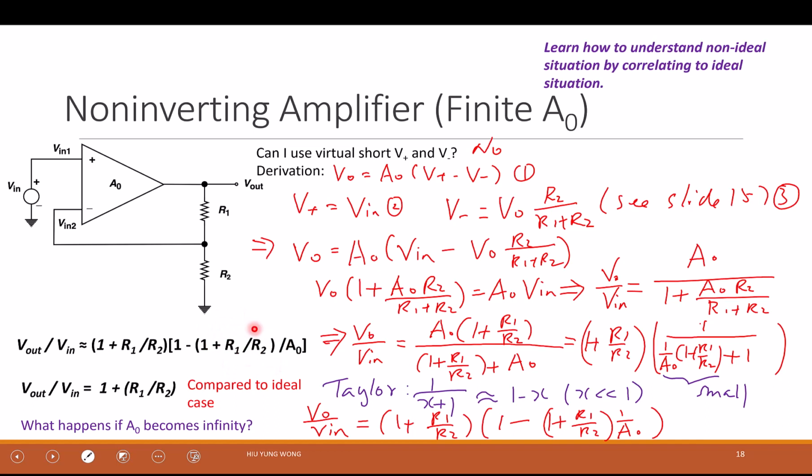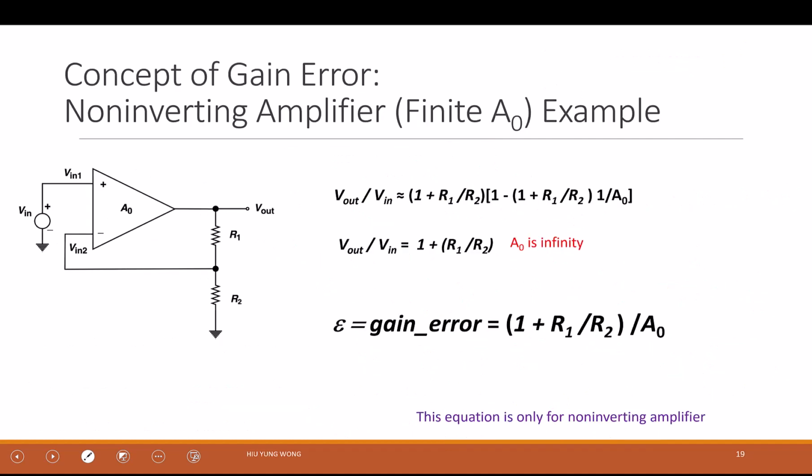So this is like an error. Not really an error, it's just compared to my ideal case. And that is what we call the gain error. So again, you compare these two equations at this extra term, and the gain error is because of this. This is in percentage, you can make it into percentage. And what does it mean?